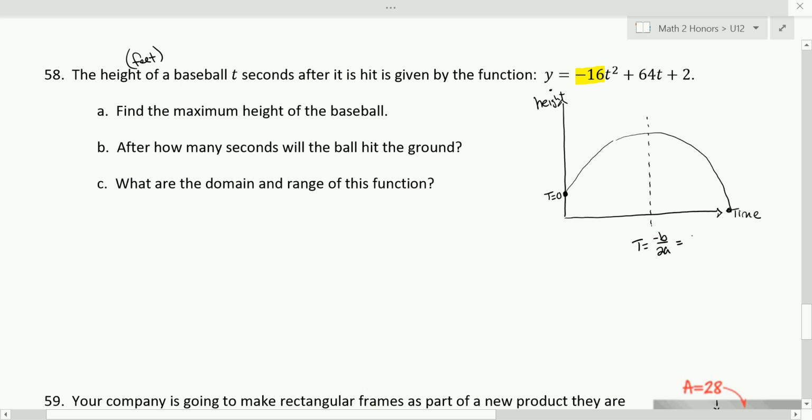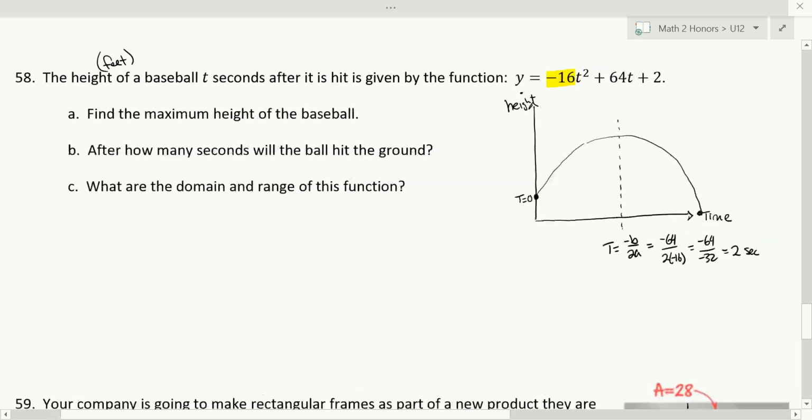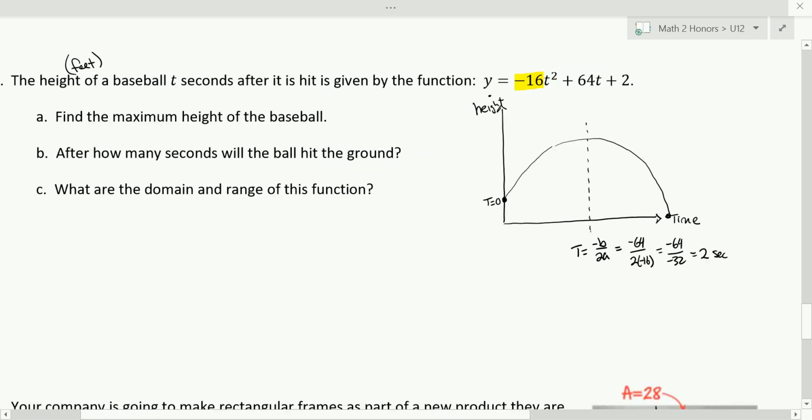And when we plug in that, we get negative 64 over 2 times negative 16, which is negative 64 over negative 32, which is 2 seconds. So at 2 seconds, the ball is at its maximum height, and we've hit the middle. Does that mean it's going to land at 4 seconds? Can anybody tell me how high the ball is at 4 seconds without doing any hard work?